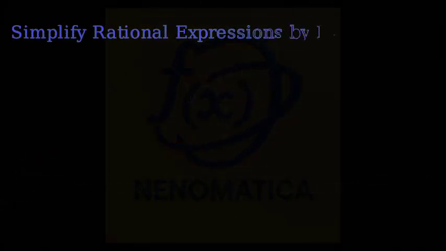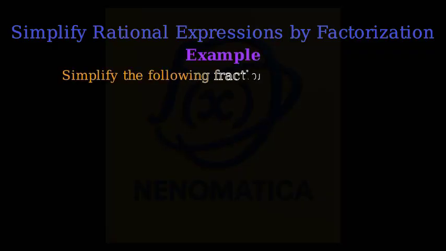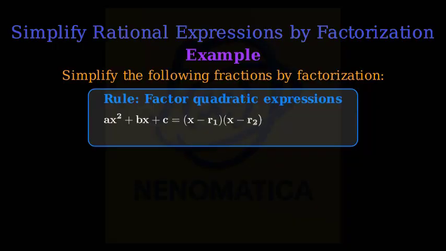In this lesson, we will simplify rational expressions by factoring and canceling common factors. We'll work through 2 examples step by step and finish with a quick rule about negative signs in fractions. First, our example overview. A useful rule: factor quadratic expressions. We can write ax squared plus bx plus c as (x minus r1) times (x minus r2), where r1 and r2 are the roots.